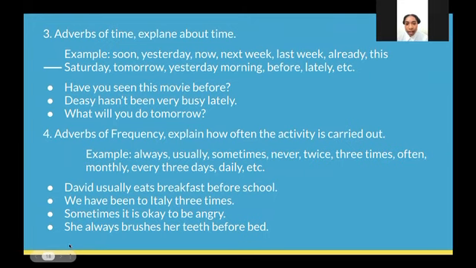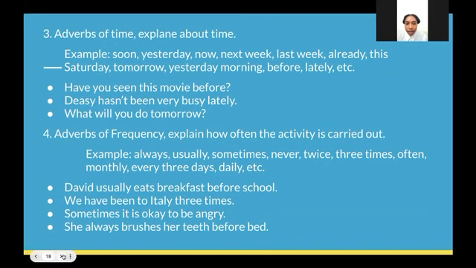Number 3, adverbs of time. They explain about time. For example: soon, yesterday, now, next week, last week, already, this Saturday, tomorrow, yesterday morning, before, lately, and so on. Example sentences: Have you seen this movie before? She hasn't been very busy lately. And what will you do tomorrow?